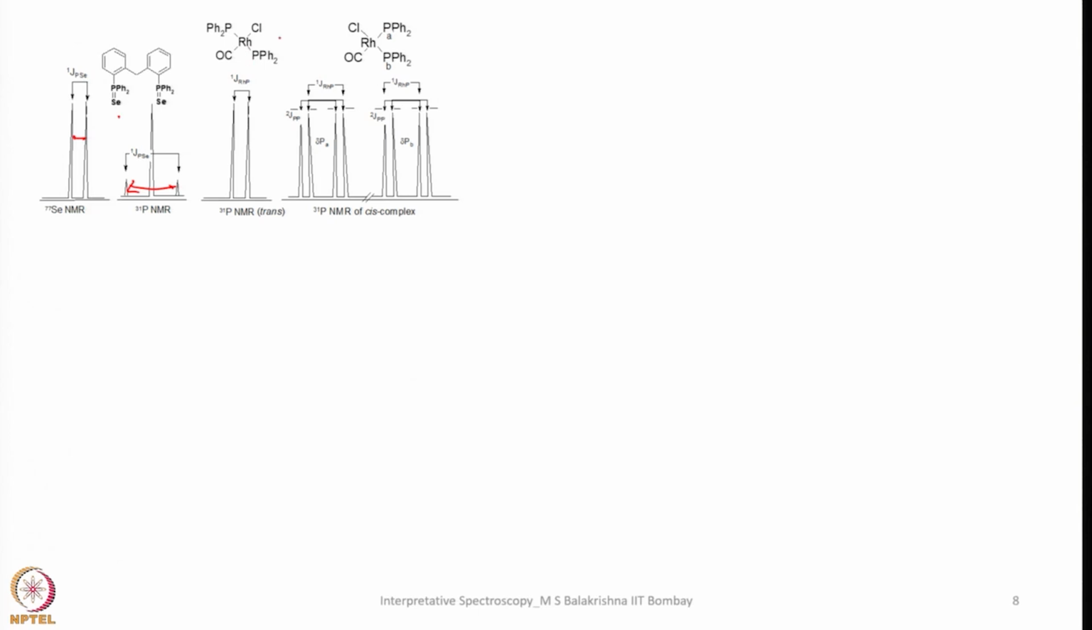Now let us look into the trans compound here. In case of the trans compound, you can see both the phosphorus are identical by performing a C2 axis of rotation passing through CO and Cl. As a result, you can see only one type of phosphorus, and when you look into 31P NMR, they are simply coupled to rhodium to give a very simple doublet here, and then this separation is called 1J RhP.